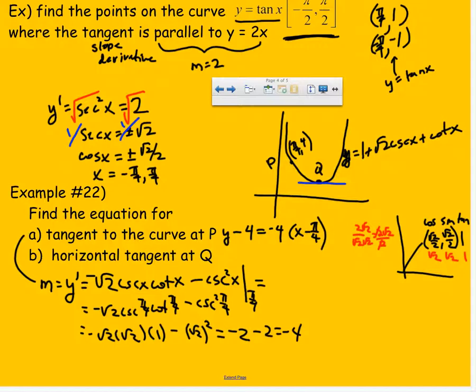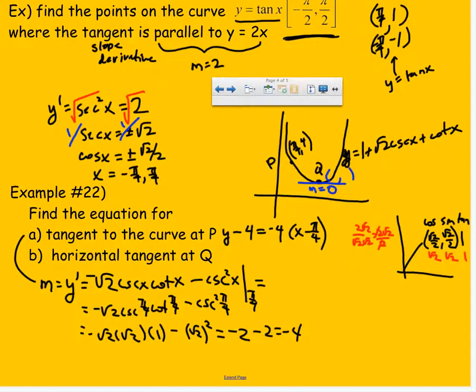Now, if you look at part B, it says, what is the horizontal tangent at Q? So if I go to Q, I'm like, okay, Q is at the point, oh crap, I don't know. What do I know though at Q? I know that there's a horizontal tangent there. So what do I know about its slope? You got it, it's 0.